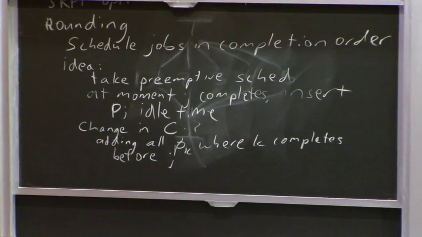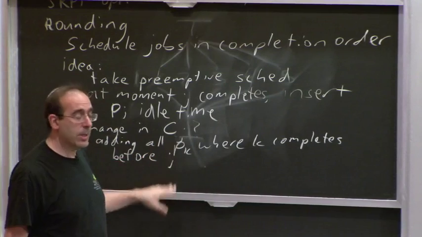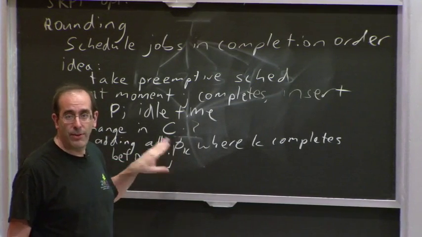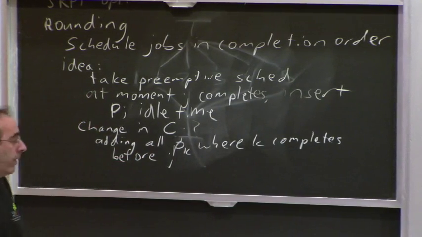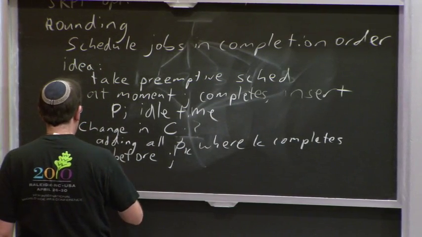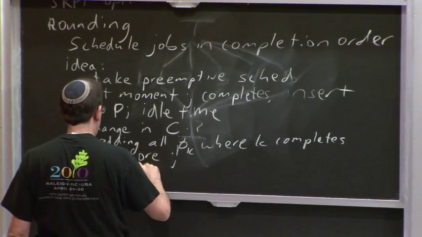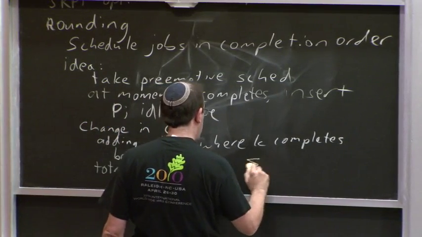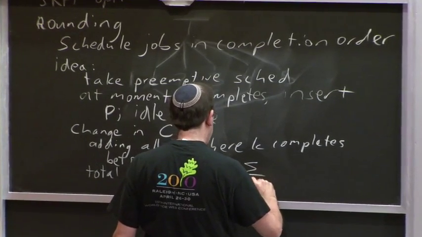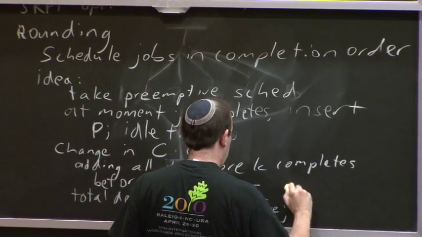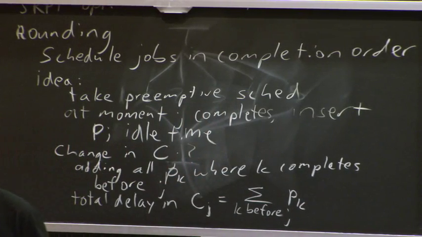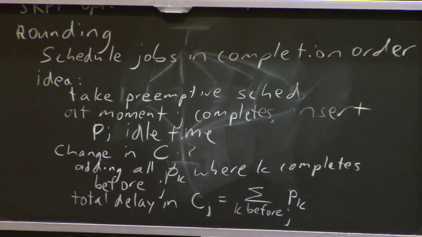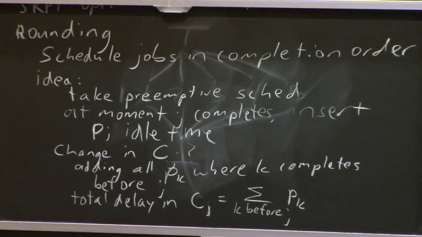Right? Because I'm inserting these idle spaces in the order in which jobs completed. So the idle spaces that come before job J are precisely the jobs that in the preemptive schedule finished before job J. And so the total inserted space, the total delay in CJ, is therefore equal to the sum over K finishing before J of PK. Right? But what can I say about the total processing time of all of the jobs that finish before job J?